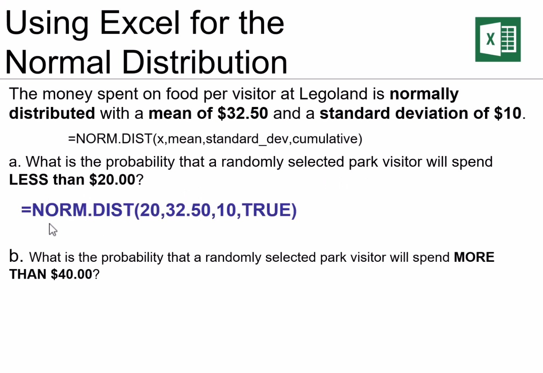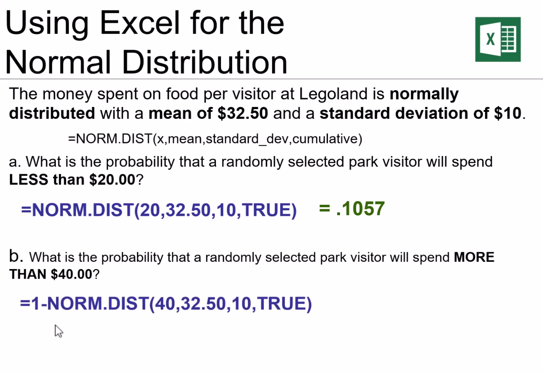So we're going to enter norm.dist. We're going to enter 20 that's given in the problem, the mean of 32.50, the standard deviation of 10, and true for cumulative since we're counting up to $20, so less than $20. And we get 0.1057.